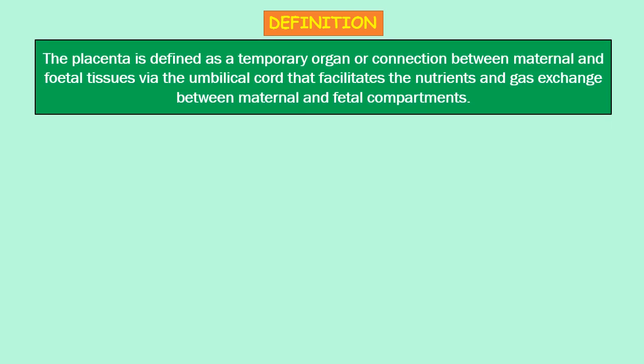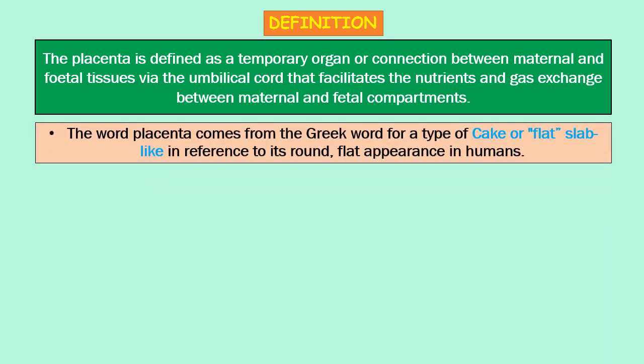Now let me define what is placenta. The placenta is defined as a temporary organ or connection between maternal and fetal tissues via the umbilical cord that facilitates the nutrients and gas exchange between maternal and fetal compartments. Kent in 1987 stated that the term placenta in its broadest sense refers to any region in a viviparous organism where maternal and embryonic tissues of any kind are closely opposed and which serves as a site for physiological exchange between parent and embryo. The word placenta comes from the Greek word for a type of cake or flat slab-like, in reference to its round and flat appearance in humans.